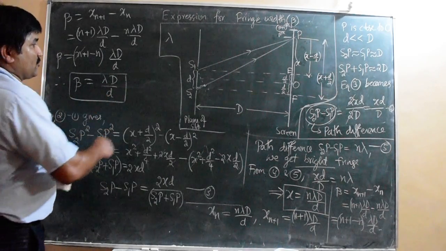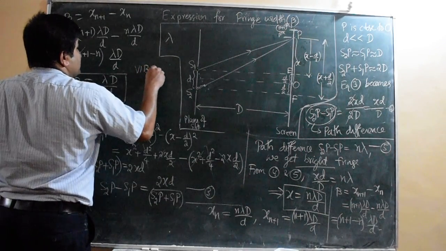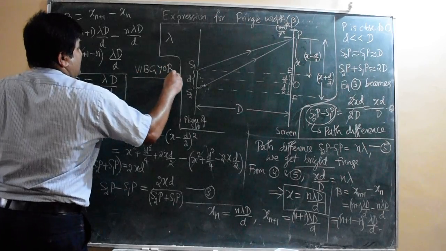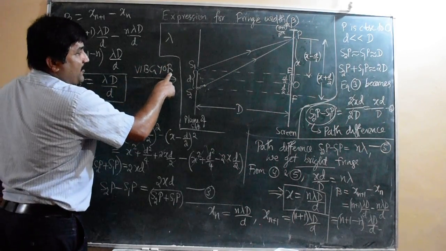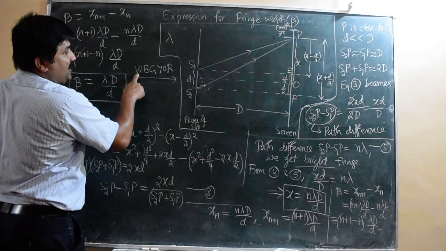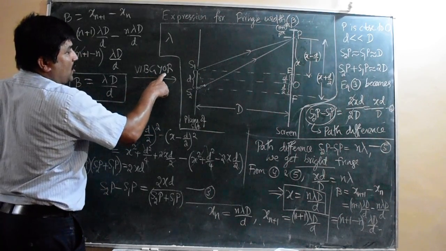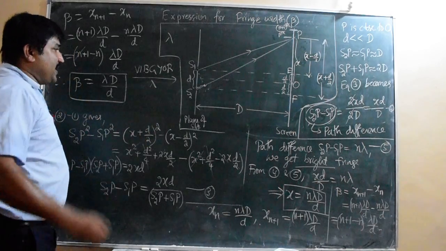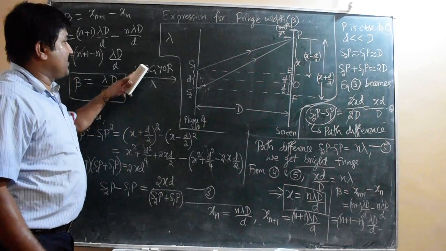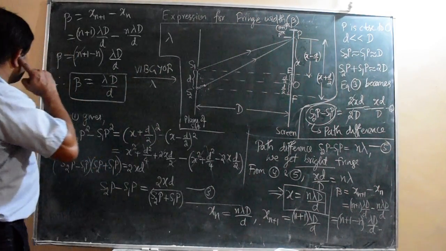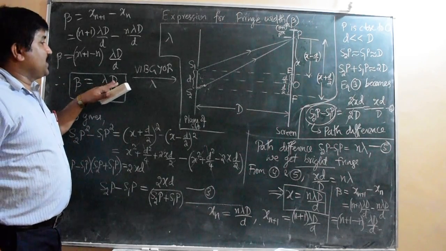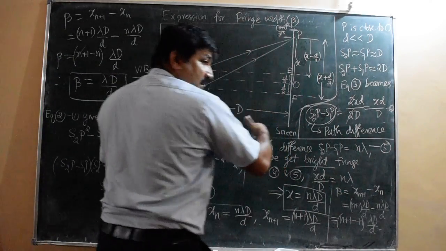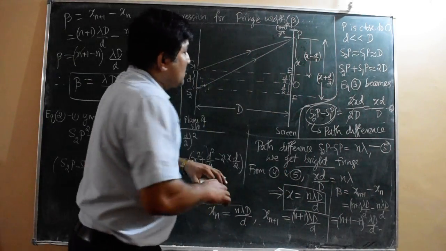So like that, we go in VIBGYOR order. VIBGYOR means wavelength increasing order: least wavelength violet, longest wavelength red. Violet, indigo, blue, green, yellow, orange, red. This is the way wavelength increases from violet to red. Now it also depends on capital D. That means if the distance of the screen is increased, fringe width increases. So what does it mean?